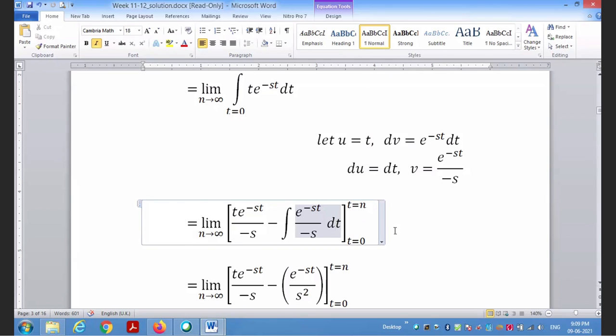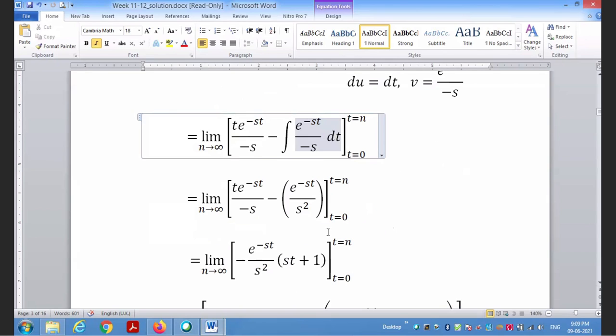So we simplify this and then you integrate e to the minus st over minus s. Integrate this, you will get e to the minus st divided by minus s times minus s. Why s squared? You integrate this, we will get e to the minus st divided by minus s. So minus s times minus s will give you s squared.